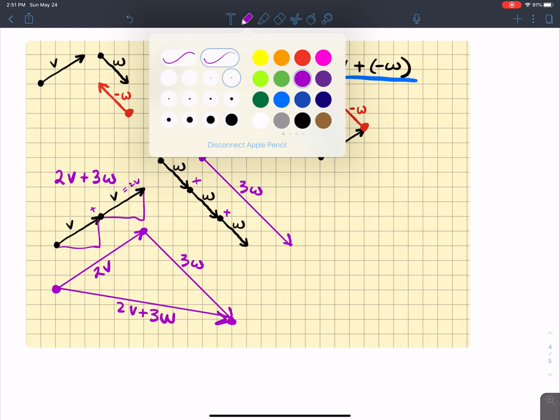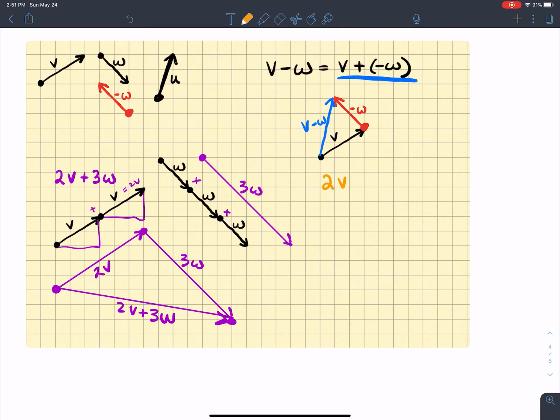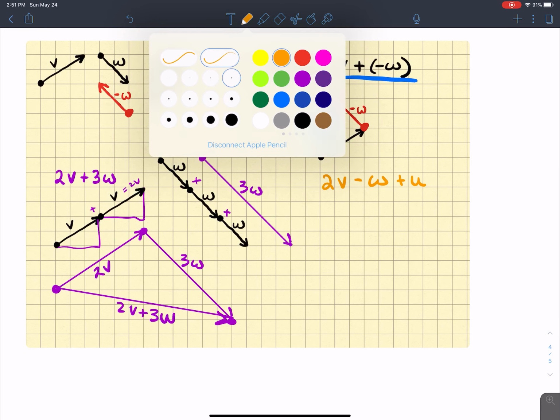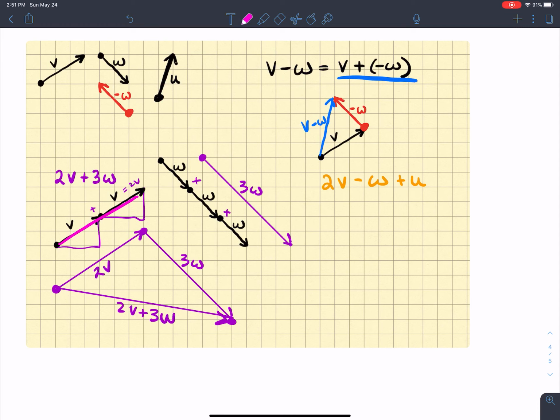Now the last one that we're asked to do is 2v minus w plus u. So 2v, we already got 2v right there. So let's try 2v. That looks like that. So that means go over 3, up 2, over 3, up 2. So that's right there is 2v, and then minus w. Minus w looks like this. We already got that.